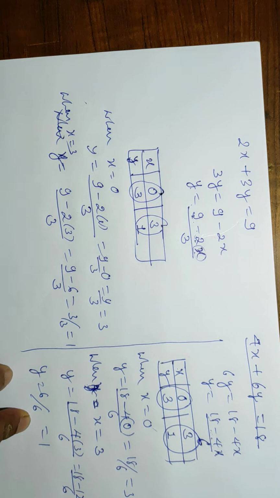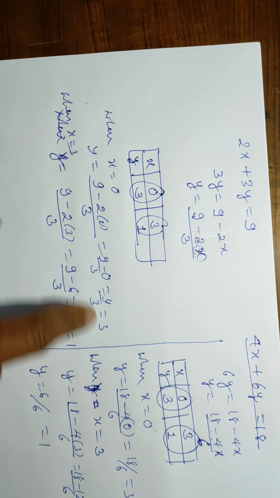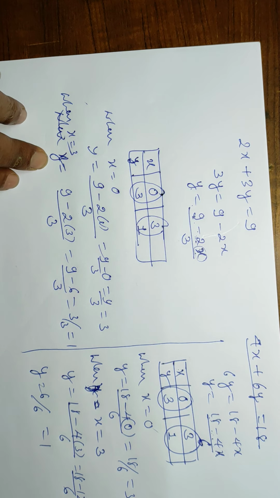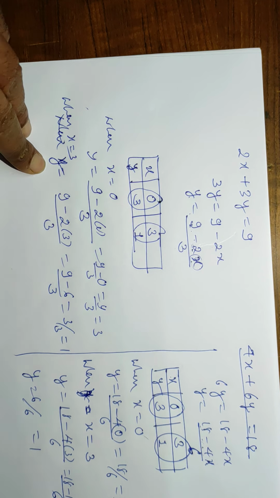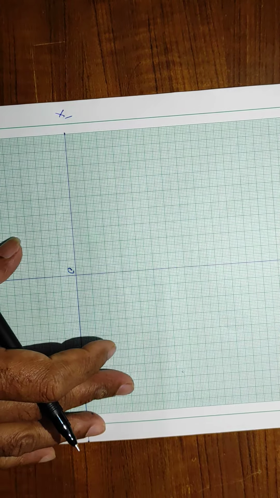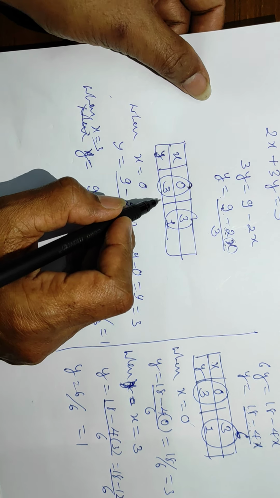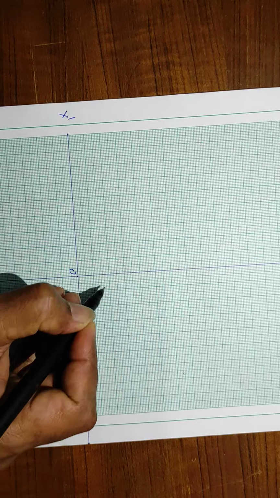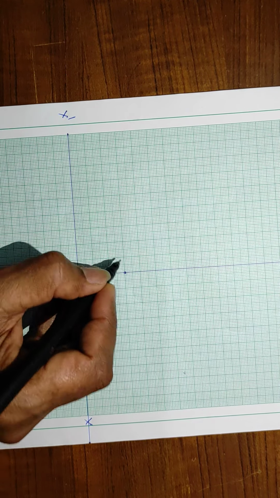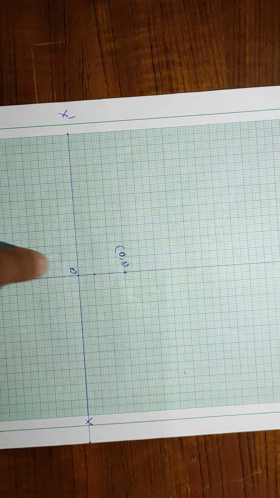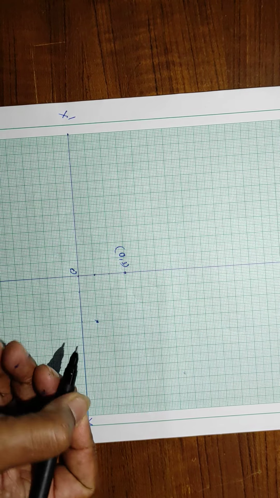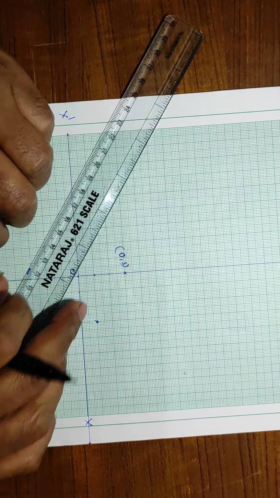Now we can draw 2 straight lines. We have 2 straight lines. Now let me draw the graph. Let me locate the points to draw the graph. 0, 3 and 3, 1. These are the coordinates of these points. Now you can draw a line.